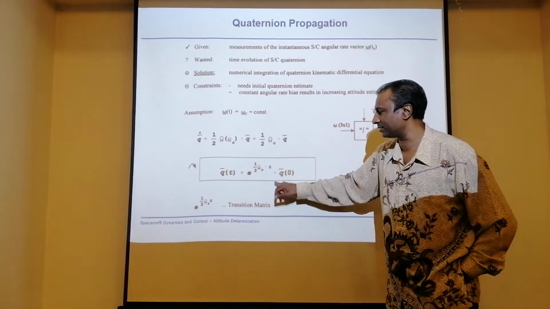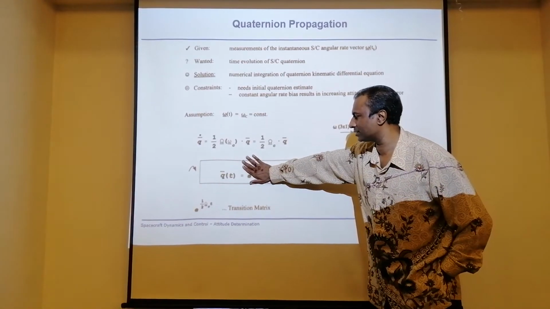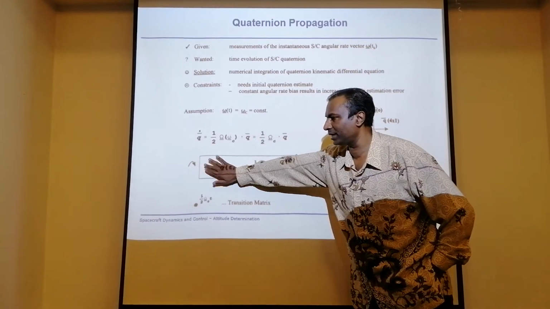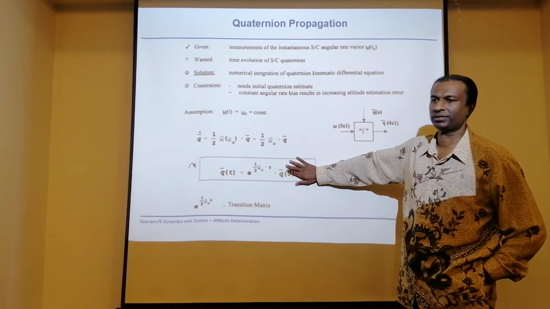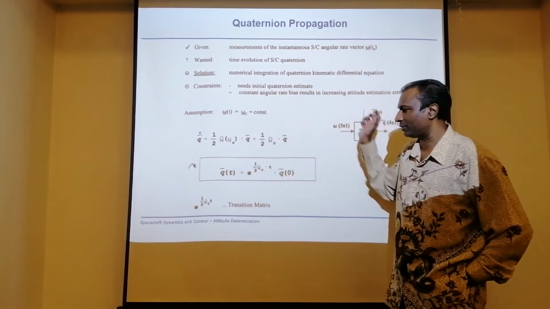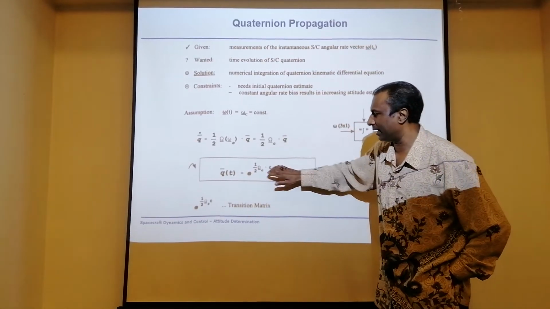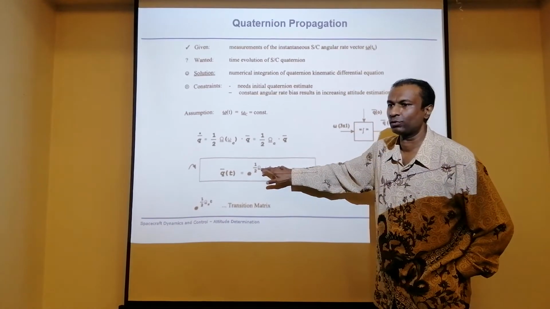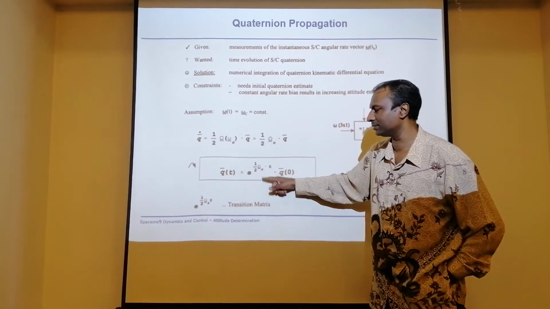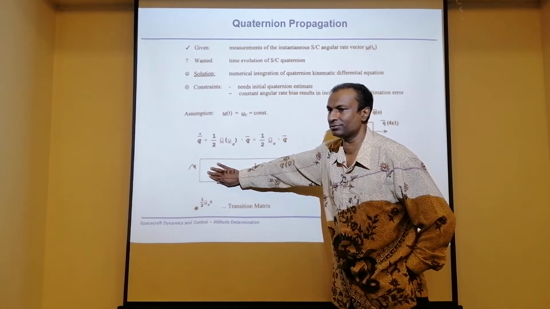Why is this a transition matrix? Assume at time 0, this is going to be 1. That means your actual quaternion is equivalent to the initial quaternion. When time equals 1, this is going to be 1, and then evolution of the actual attitude is going to happen here. So you keep on updating this, then the value is going to actually change.